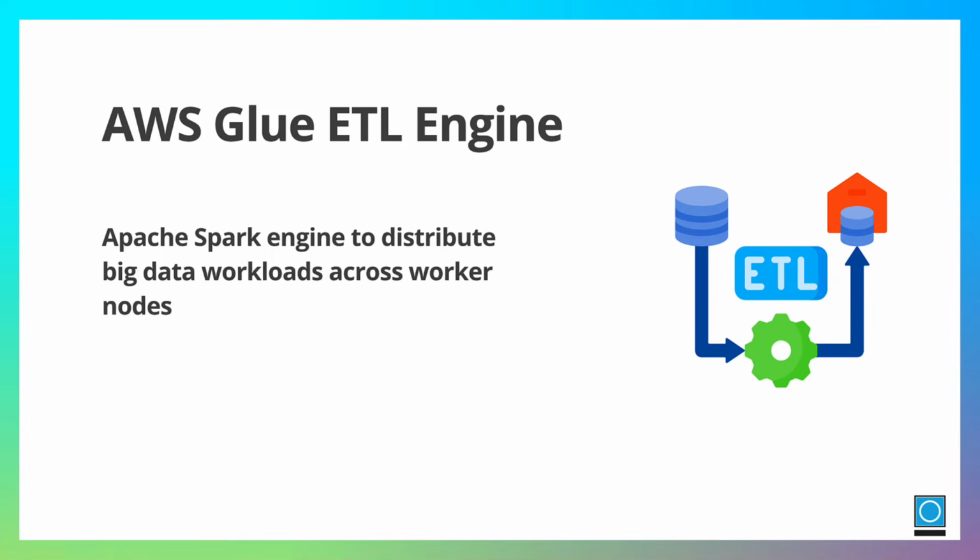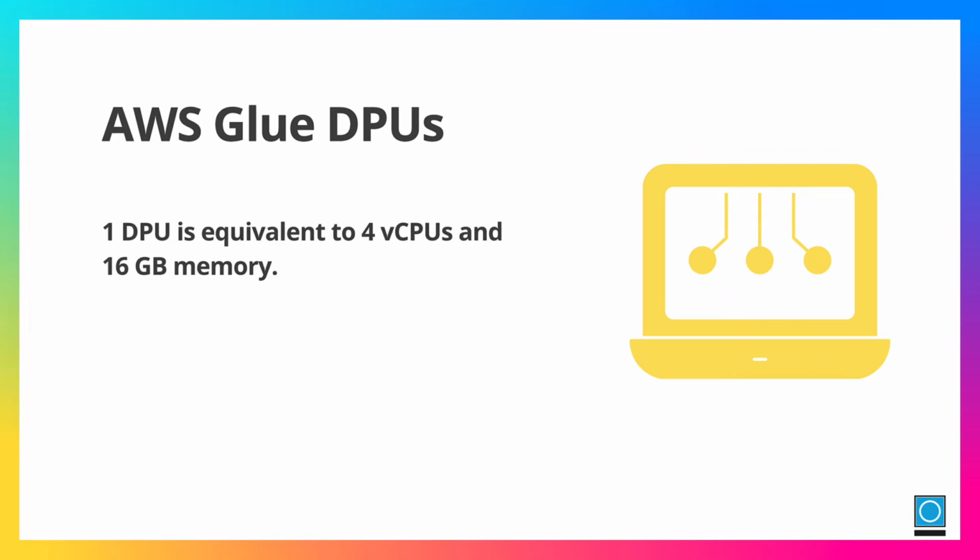The AWS Glue ETL engine, you need to know this, is an Apache Spark engine distributed for big data workloads across worker nodes. It also supports Python, but more typically you would use the Spark engine. You need to understand this as well, that for AWS Glue DPUs, one DPU is equivalent to 4 CPUs and 16 gig of memory.